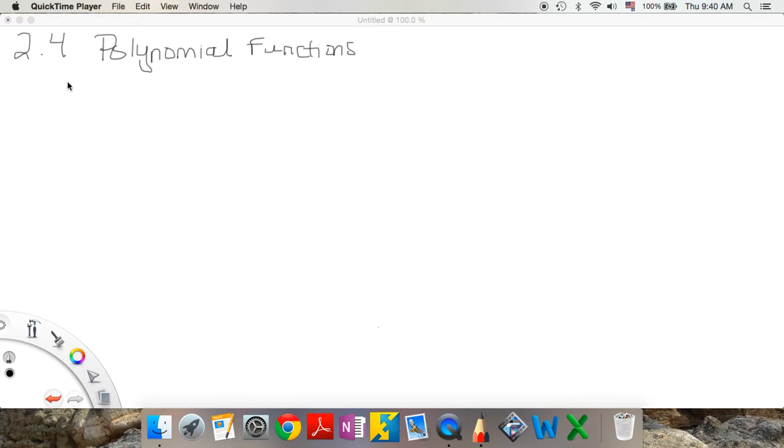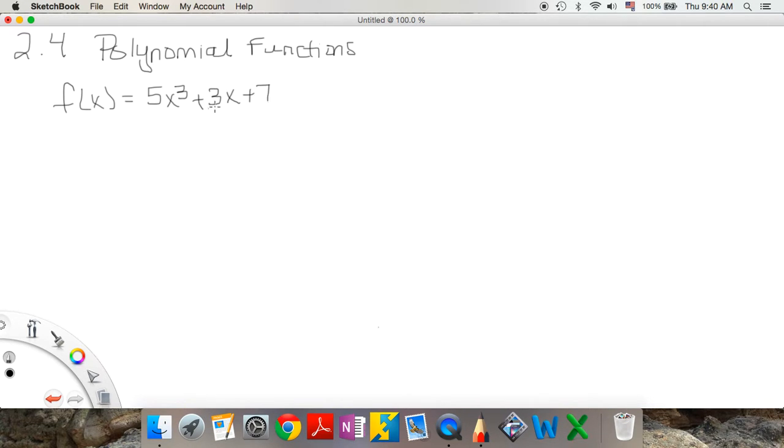We know that we write functions with this function notation, f of x, where this is our independent variable. That's the one we're going to plug into the equation. And we have then a mathematical equation that uses this independent variable. Well, a polynomial function looks kind of like this. This is an example of one. And we have several different kinds.